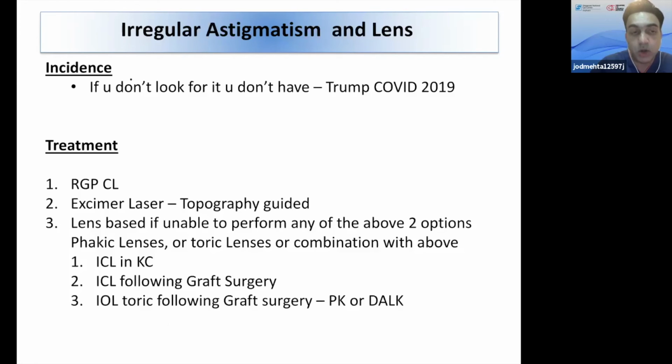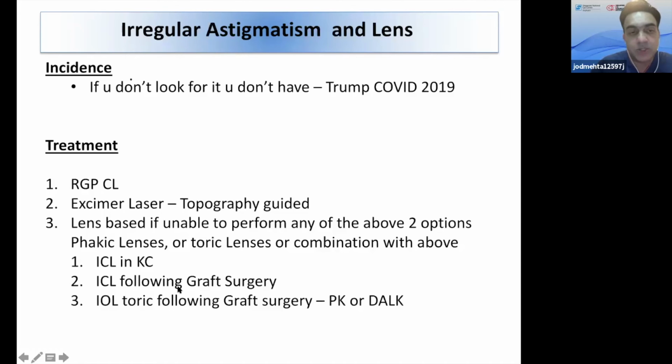Often I will put the patients into RGPs, especially after grafts, just so they have an idea of the feel of what it's like. If they're intolerant, at least they know they tried it before, or you can use it as a diagnostic lens. Sometimes I'll combine some of these treatments with excimer-based treatment before the lens-based surgery. The idea is to try to get the surface a little bit more regular before you do the surgery.